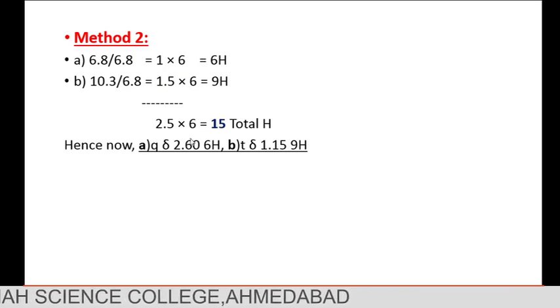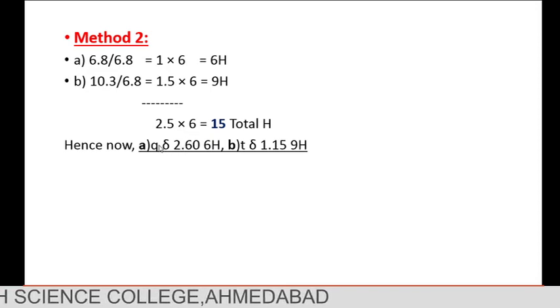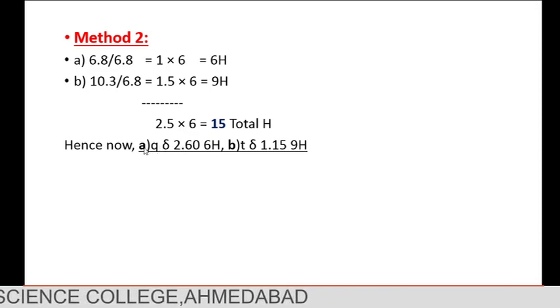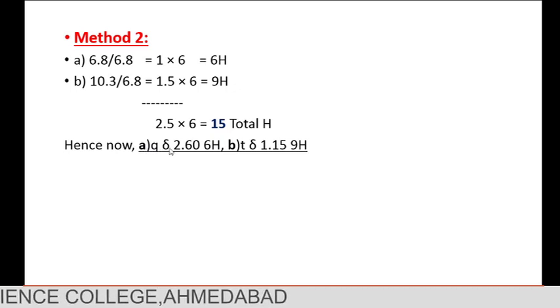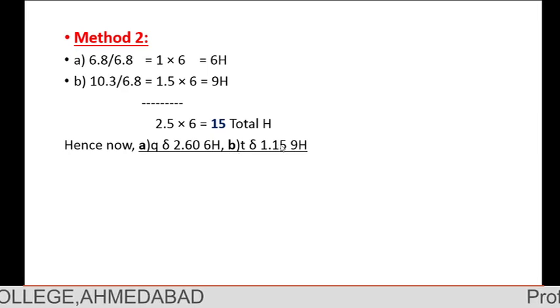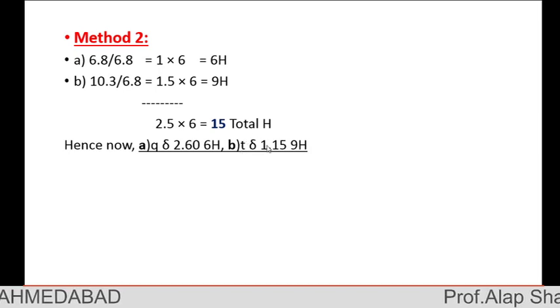So now instead of square, in the signal description we can write signal A, quartet, delta 2.6, earlier it was 6.8 square, but now we know the protons, so 6H. And signal B, triplet, 1.15 delta, earlier 10.3 square, but now we have calculated protons, so 9H. So this information we now have. Molecular formula C6H15N, DBE is 0, 2 signals, 6H quartet, 9H triplet.